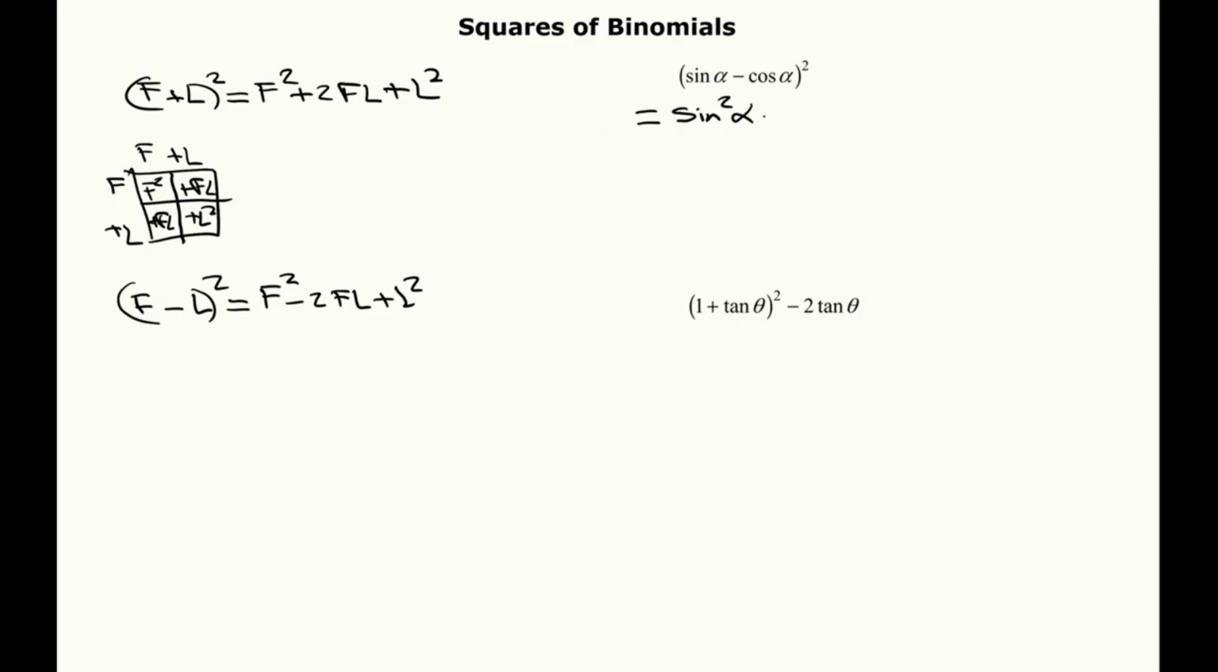So we get sine squared alpha minus 2 times the first times the second, so we get 2 sine alpha cosine alpha plus the second one squared, which is just going to be cosine squared alpha. Now if you notice, there's a familiar expression here. We have sine squared alpha plus cosine squared alpha, which of course we remember is just 1. So we can actually write this as 1 minus 2 sine alpha cosine alpha.